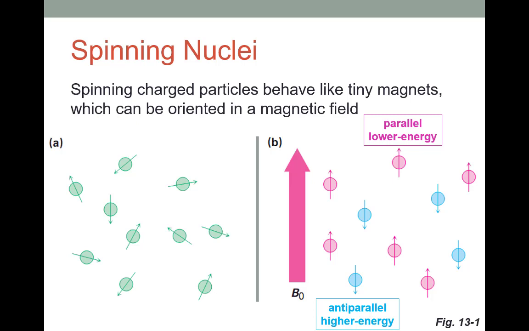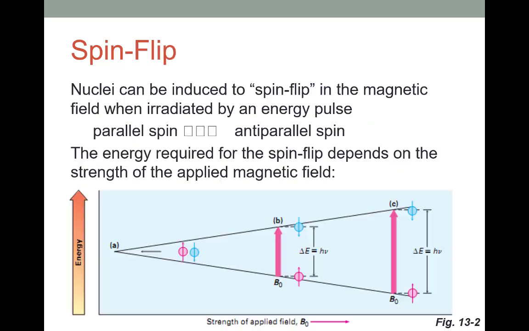Now, what happens with that radio frequency generator is that we can apply a small amount of energy to cause the nuclei to jump from the lower energy state, where their field is in the same direction as the overall magnetic field, to the higher energy state. We can push or flip that nucleus to point in the opposite direction. This is called spin flipping, and it happens by applying a certain radio frequency pulse.